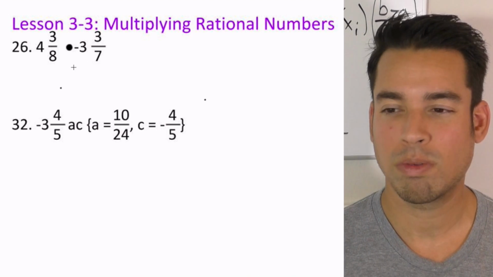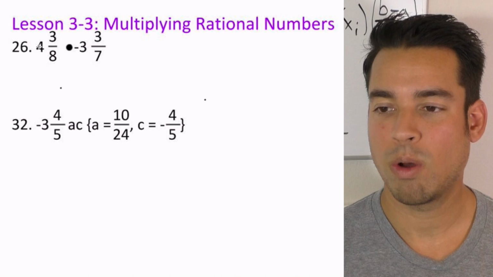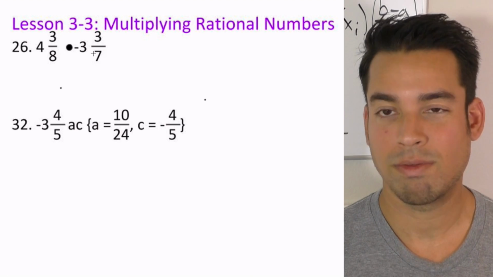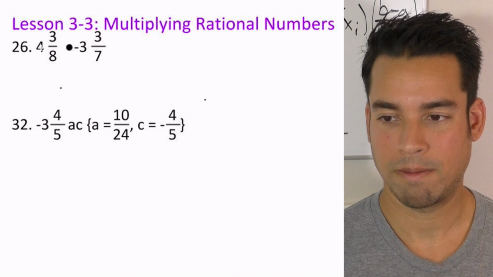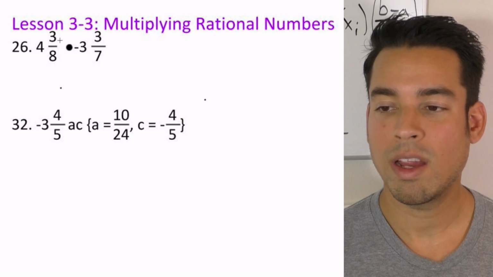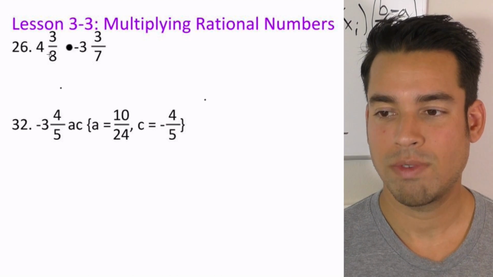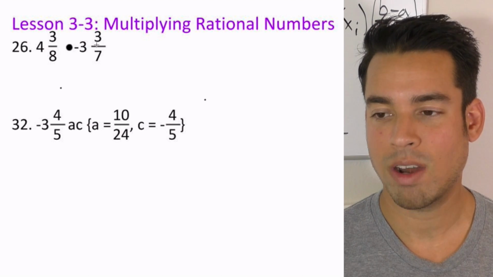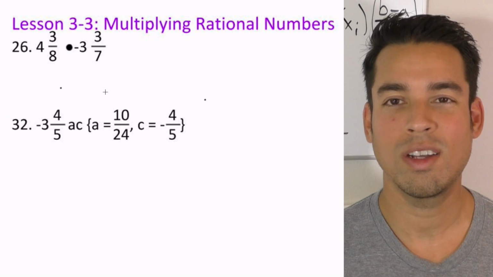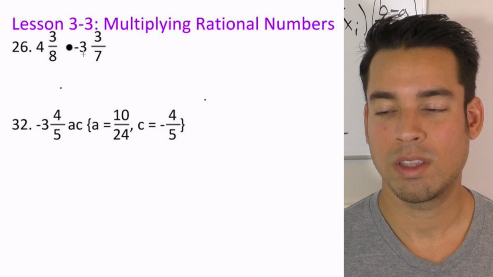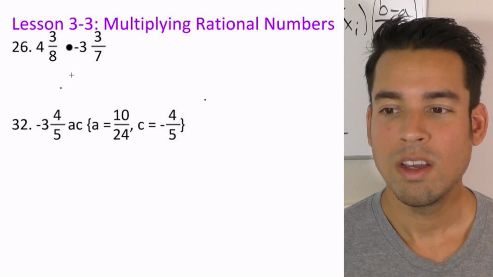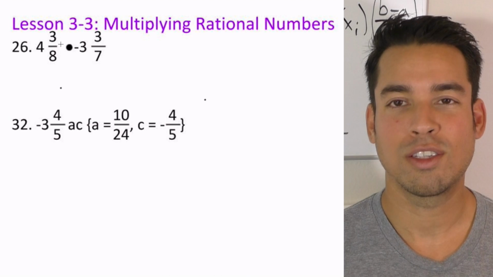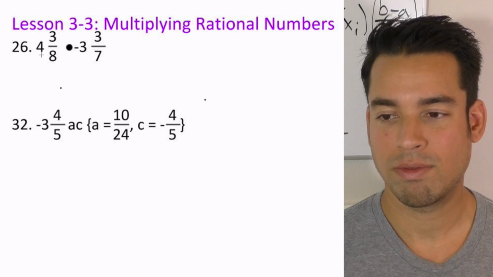So how do we do these problems? Some people are tempted to multiply the whole numbers and then multiply the fractions, but that doesn't work. Everything has to multiply everything. The 4 has to multiply the whole number and the fraction. This fraction has to multiply the whole number and the fraction. Just doing it one to one, with the numbers and then the fraction separate, will give you an incorrect answer. The best way to tackle something like this is to turn these guys into improper fractions.